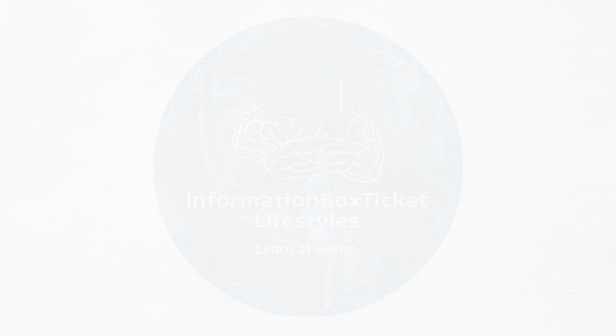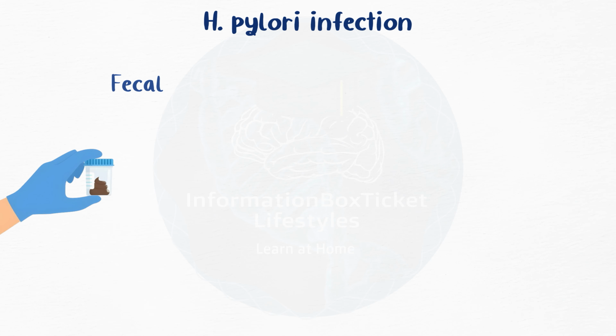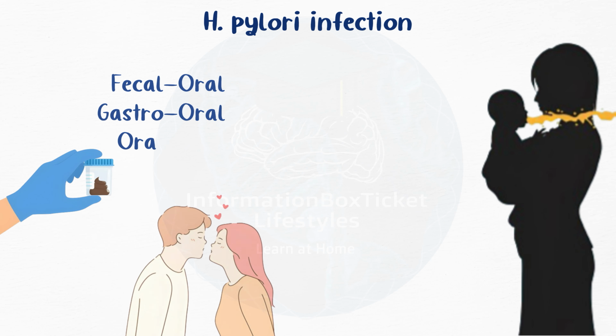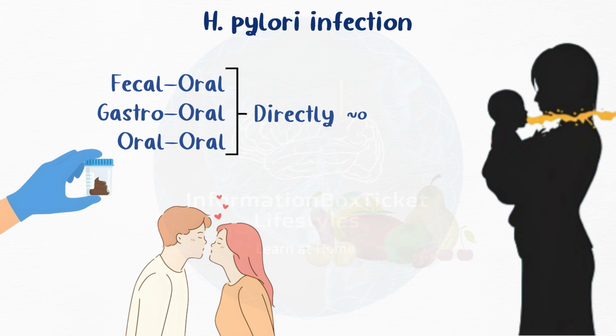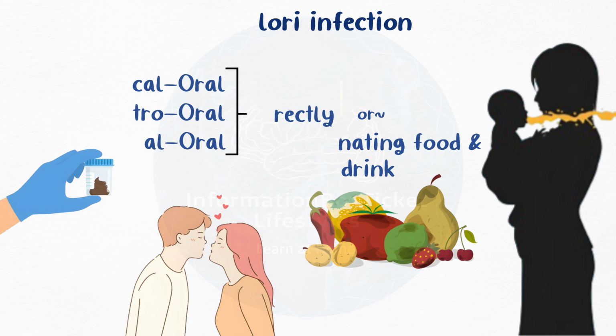It is believed that an H. pylori infection can transfer from one infected person to another by fecal-oral, gastro-oral, and even oral-oral transmission. That is, either directly through saliva, vomit, or feces, or even through contaminated food and drink.